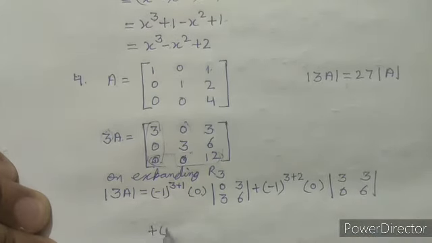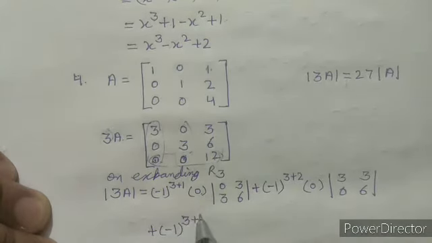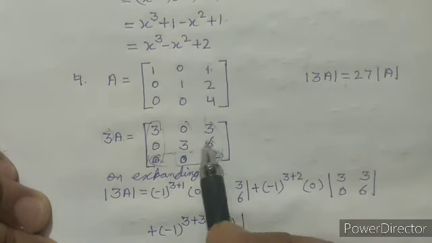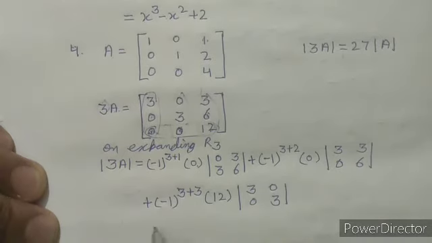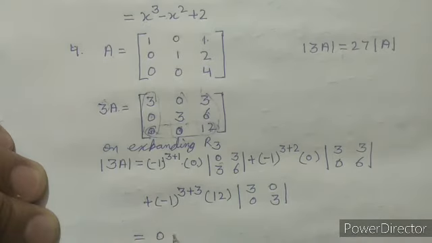Now, plus minus 1 raised to power... the third element of row 3, the third element, was 12, and into the determinant of 3 0 0 3, after eliminating the row and column of 12. Now as we see here, the first 0 multiplied by any number will give us 0, again 0 multiplied by any number will give us 0. Now the third element was minus 1 raised to power 3 plus 3, that is minus 1 raised to power 6, and that will give us 1.